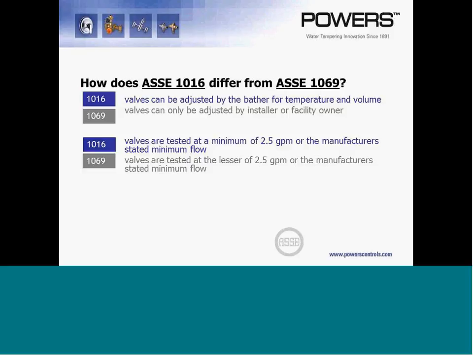And that recently, I think, changed on 1016 at the last revision to test. It used to be, I think, just a straight minimum of 2.5, and now they're testing to the manufacturer's stated minimum flow if it's indeed less.